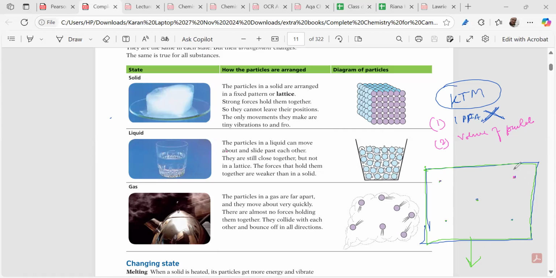And what is the gas pressure? What do you mean by the pressure of a gas? It is the force with which the particles collide with the walls of the container. Force per unit area: how much force is colliding with the walls of the container. Did you understand this part?